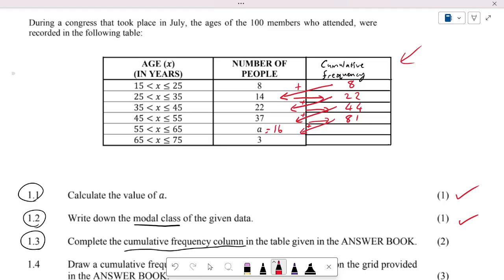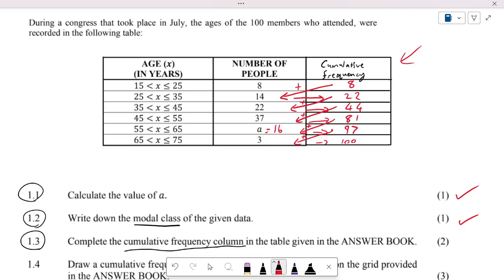So 81 plus 16, which we actually calculated. That's why I said put it into your table immediately, so that you at least know what to do with the cumulative frequency. We're going to say 81 plus 16, which is actually going to give us an answer of 97. It has to be 97. Can't be anything else here. And then we take the 97 and add it with 3, and therefore we're going to get 100.